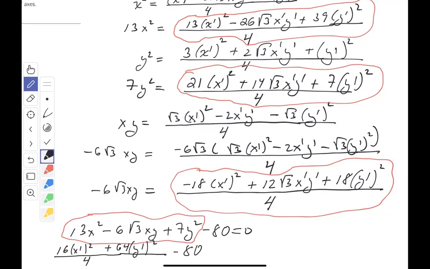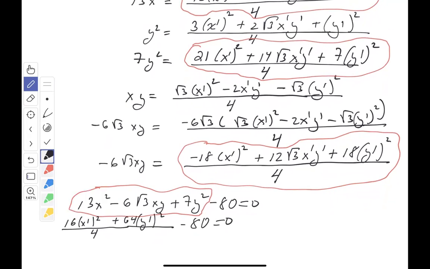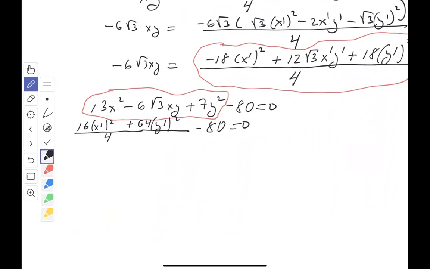Minus 80 equals 0. Someone said, I wonder if I ever make mistakes. I make mistakes all the time, but I got an educator. I'll look at it later. If I make a mistake, though, I got to go back over my work. What does this give me?